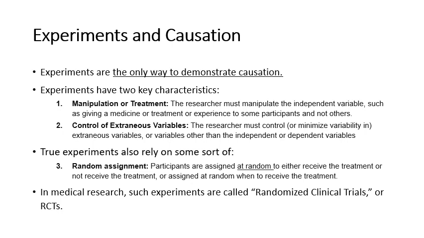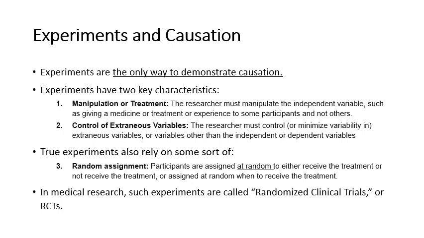And that might involve giving a medicine or treatment or experience to some participants and not to others, and then measuring some outcome. And the second is control of extraneous variables. The researcher must control or minimize variability in extraneous variables. And these refer to just variables that aren't the independent or dependent variables. So that's what extraneous are. And of course, we're going to cover these more.